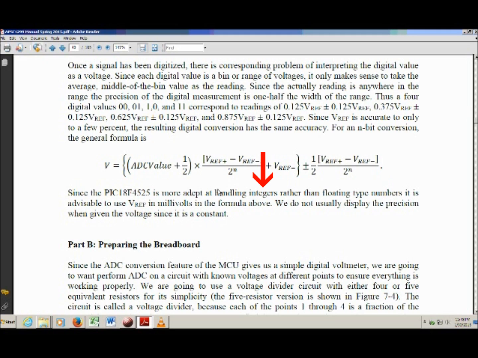Down here, they're just noting that the chip is better at handling integers than float numbers. So if, for example, you want to display your voltages on an LCD screen, it might be better to work in millivolts rather than volts, because then you don't have to worry about any decimal points.